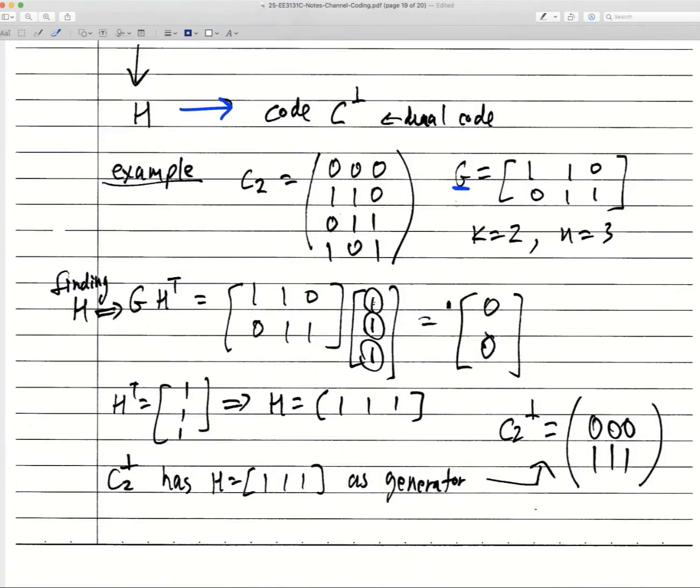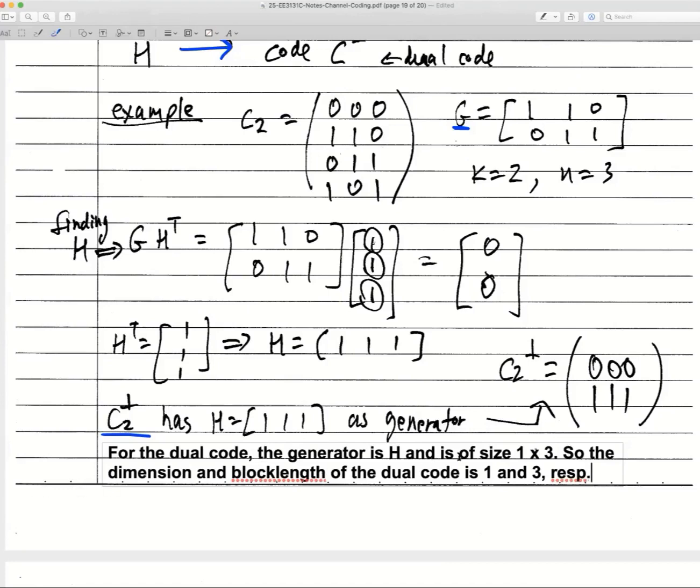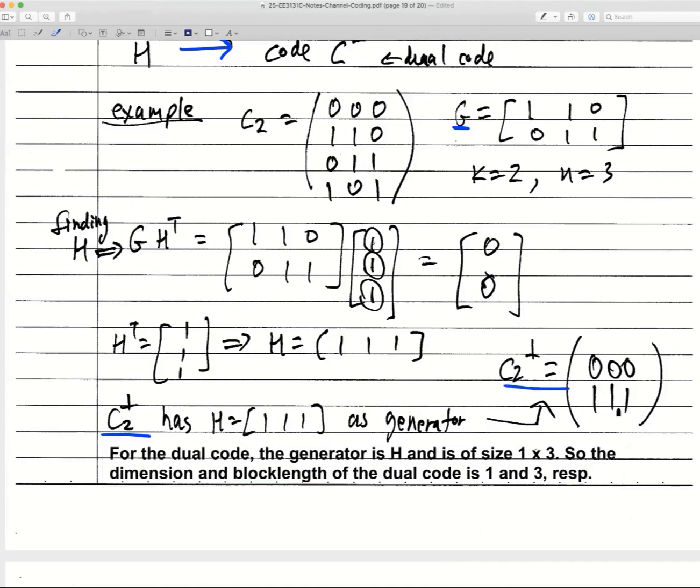Okay. One last thing, this dual code. If I take this H and I use it as a generator matrix for a code, what code will this H generate? This thing is of size 1 by 3. What's the dimension and block length of the dual code? Each generator is of size what? And so the dimension is 1. That means I just have 1 bit. So 0 times H is my first code word, and 1 times H is my second code word. So my dual code is 0, 0, 0 and 1, 1, 1.